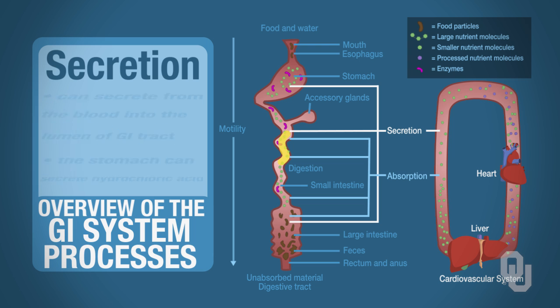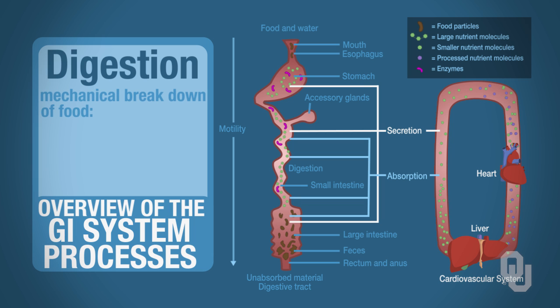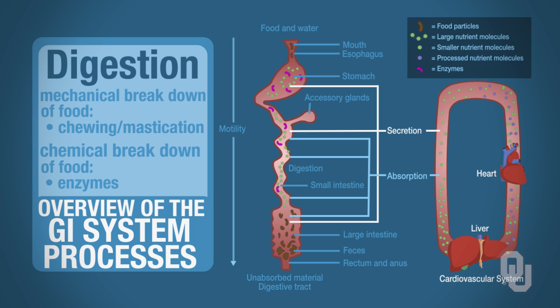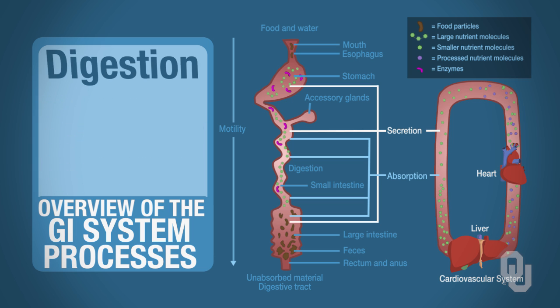The next basic process is digestion. When you think about digestion, digestion can be done via a number of ways. You can have mechanical breakdown of food. For example, when you chew your food, or mastication, that's a mechanical process, and also chemical. So if we're doing chemical digestion, that will involve enzymes, and we'll be discussing a lot of enzymes throughout this organ system.